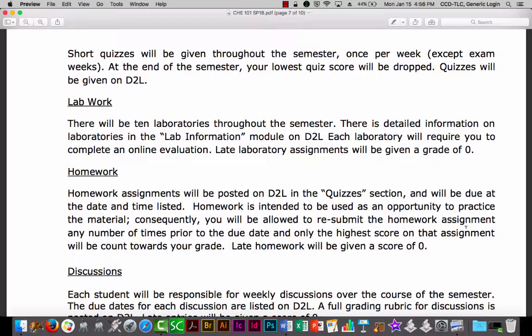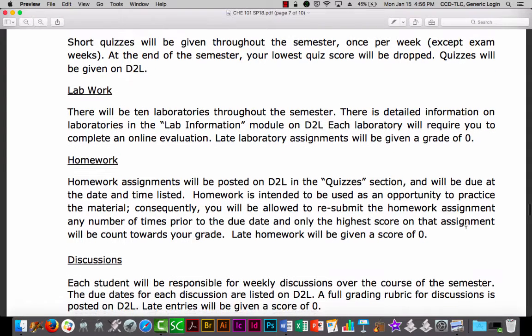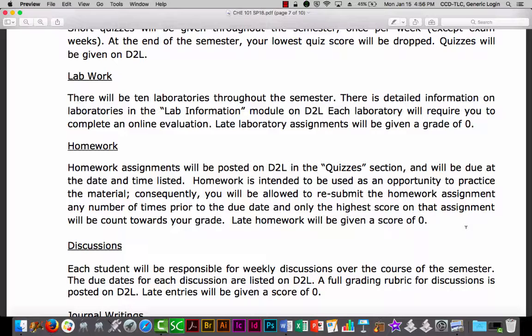Each lab requires you to complete an online evaluation, and it becomes clear when you log into the lab website what I mean by that. Late lab assignments will be given a grade of 0, so they must be turned in on time. If you have any issues with that website or with your labs, let me know immediately and I can help you. But if you wait to let me know, it becomes much more difficult for me to help you.